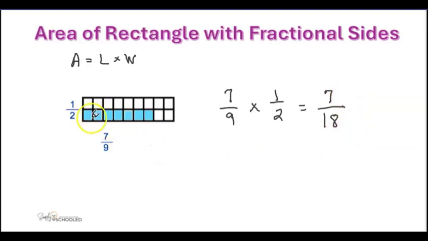Well, here's the curious thing. 1, 2, 3, 4, 5, 6, 7 out of 18 squares are shaded. If I finish counting these, you see there's 9 in each row, so there's a total of 18 and 7 are shaded. So all I had to do was multiply the length times the width to get the answer.